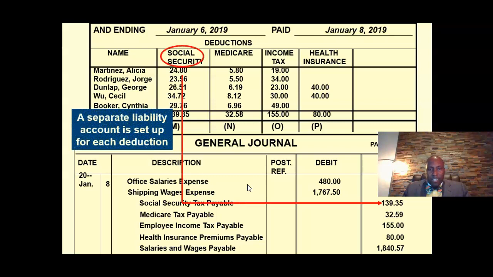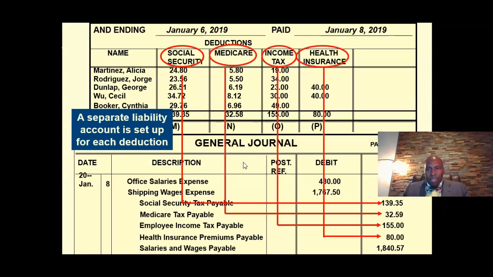Next, we have the deductions withheld from the employee's earnings for Social Security tax, for Medicare tax, for income taxes, and also for the health insurance payment. These deductions are recorded as a liability by your employer.